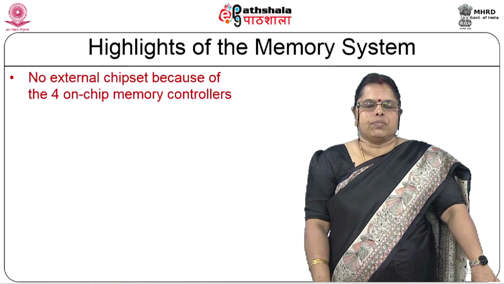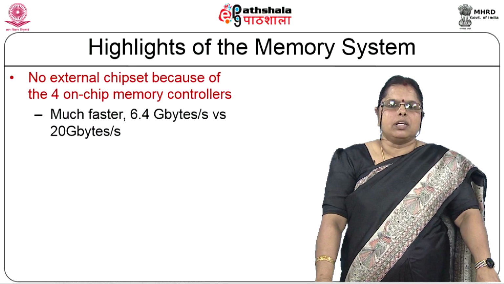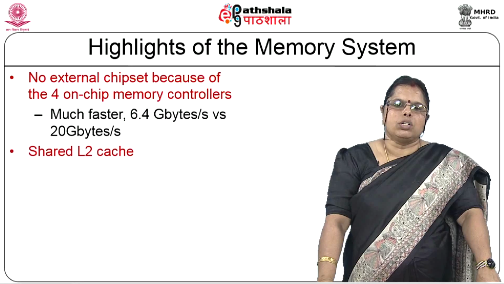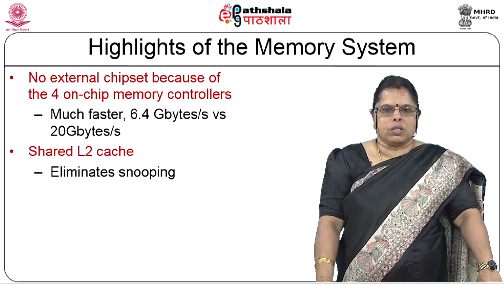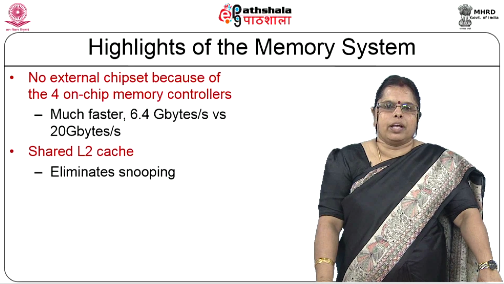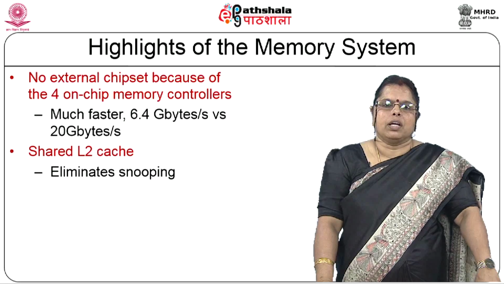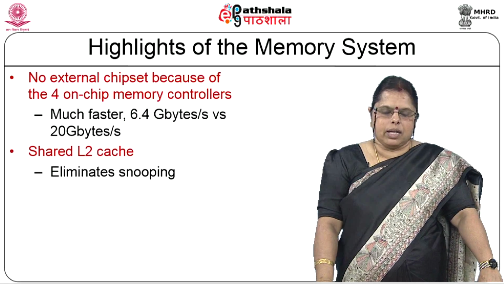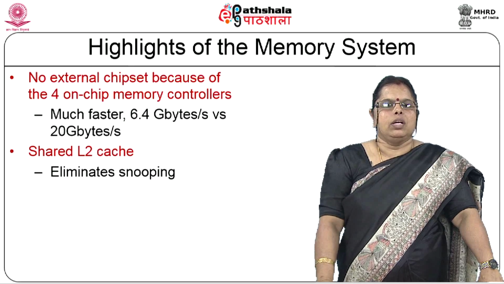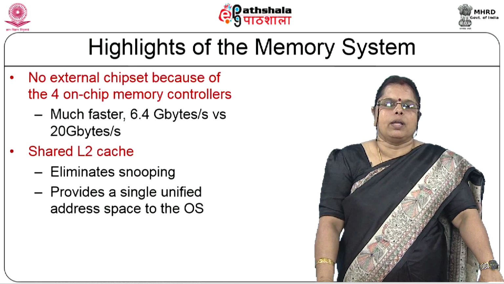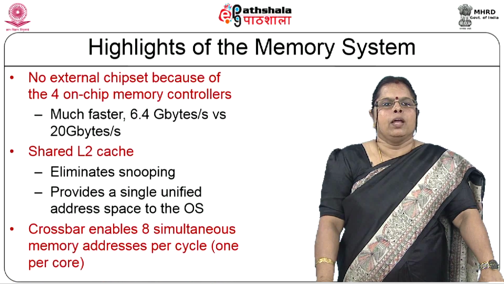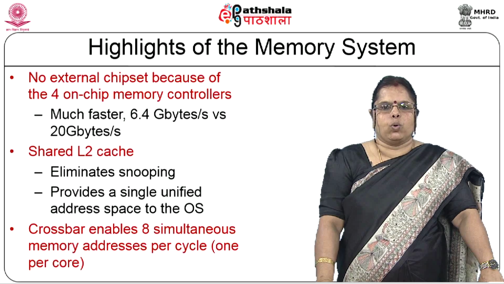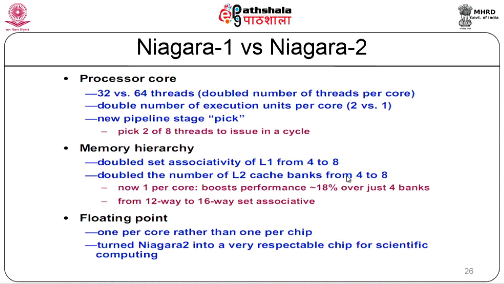So, if you look at the highlights of the memory system, there is no external chipset because of the 4 on-chip memory controllers. So, you do not have an external chipset. Because of this, it becomes much faster, with a transfer rate of about 20 gigabytes per second as against 6.4 gigabytes per second that would have otherwise been possible. And the shared L2 cache, I already mentioned, eliminates snooping and provides a unified address space to the operating system. And the crossbar enables 8 simultaneous memory addresses per cycle, 1 per core. So, that was the basics about the Niagara 1 processor.